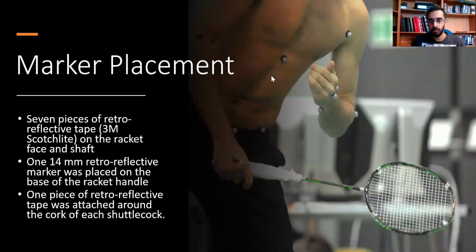We've got the marker placement on the body there and also on the badminton racket that you can see. With regards to the marker placement on the body, that was for subsequent joint kinematic calculation, but actually for the purpose of this study, we just wanted to calculate shuttlecock velocity and shuttlecock landing location to be able to give us an idea of the speed and accuracy of our players. So to be able to do that, what we did was we attached 3M retroreflective tape on the racket face and on the shaft, and we also attached 3M retroreflective tape around the cork of each shuttlecock.